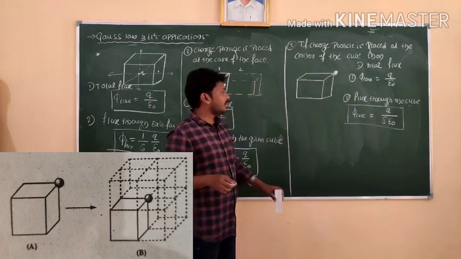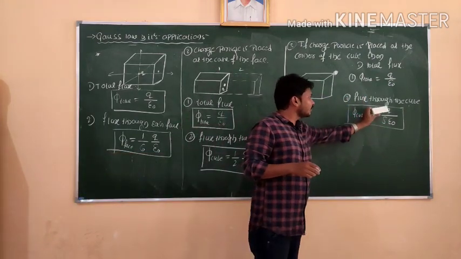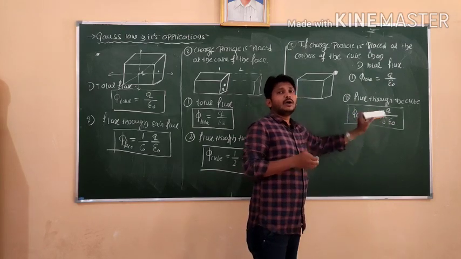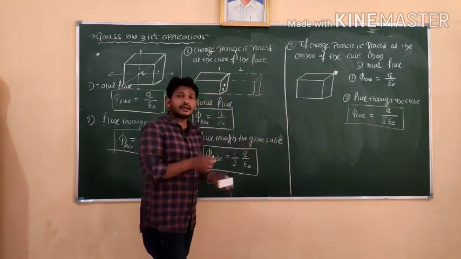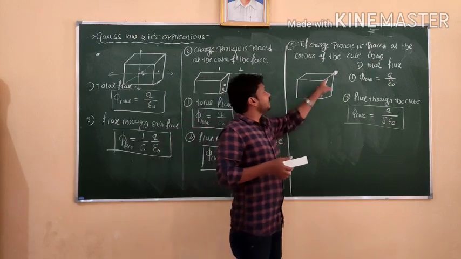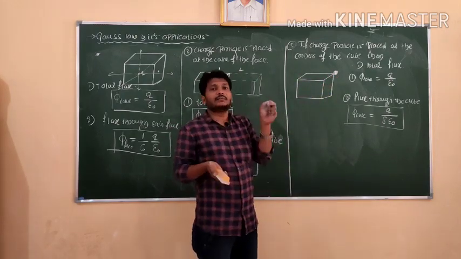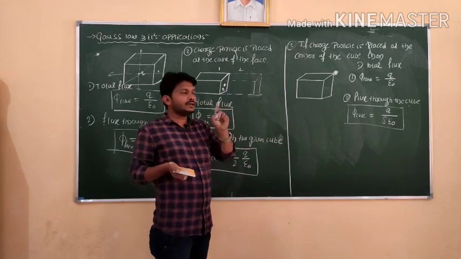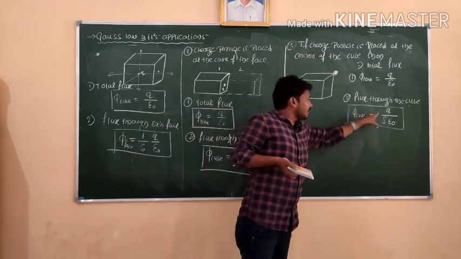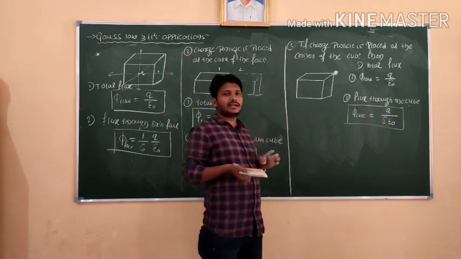What's the value here? Phi is equal to Q divided by 8 epsilon naught. Why did I take that 8 here? Because in order to make this charge a closed one, in the entire system, totally 8 cubes are present. So phi is equal to Q divided by 8 epsilon naught.